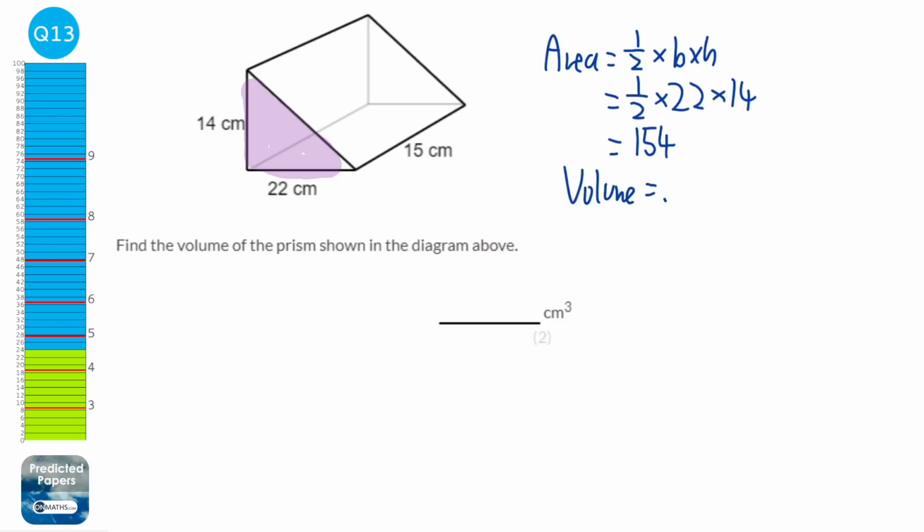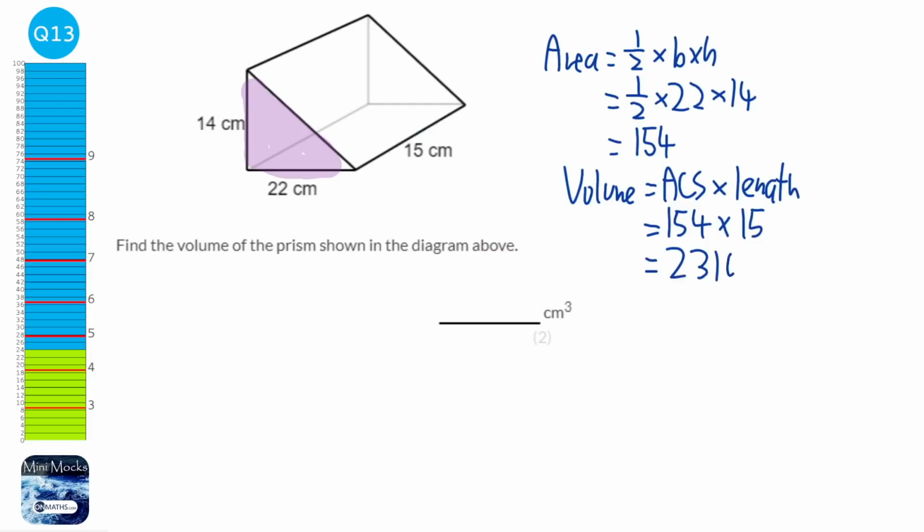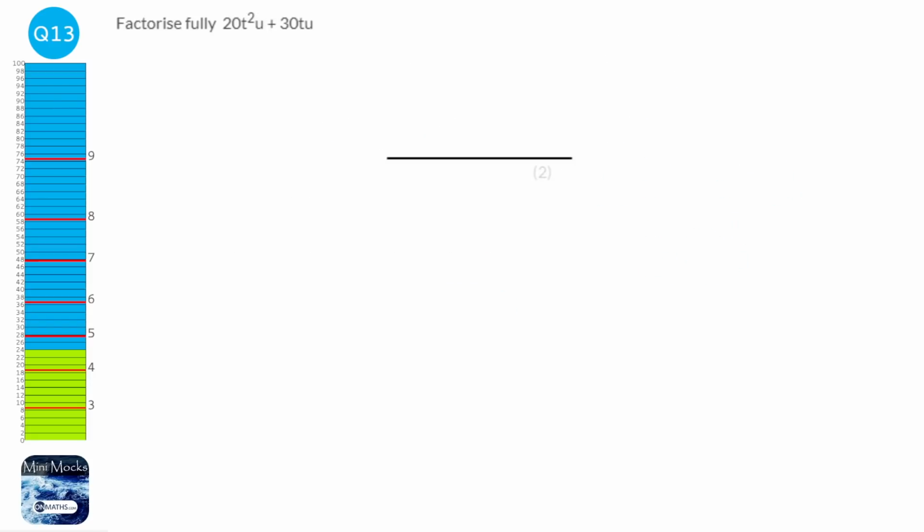So the volume is the area of the cross section times the length. So the area of the cross section we've just found out is 154, and the length is basically how 3D the shape is. So that's going to be 15. So the answer is 2,310 centimeters cubed.